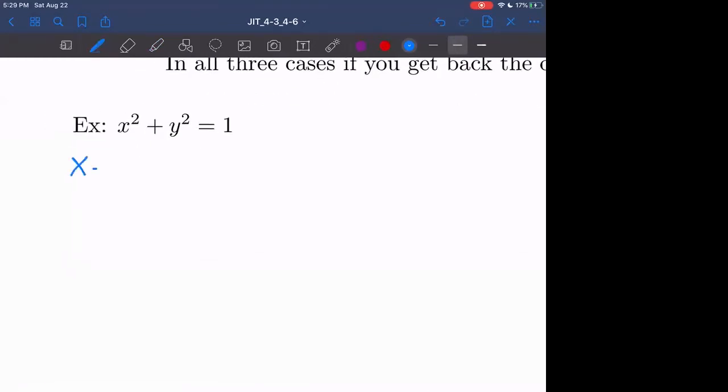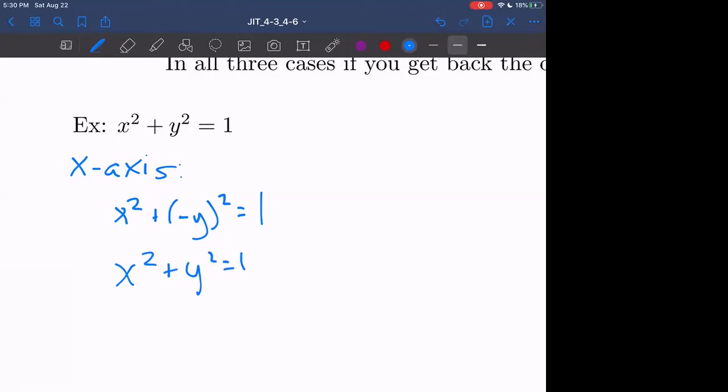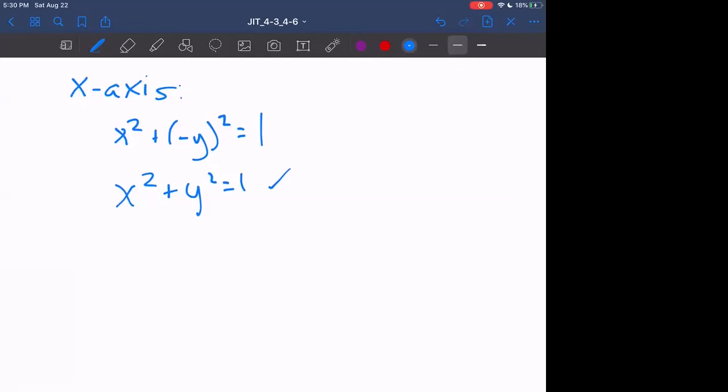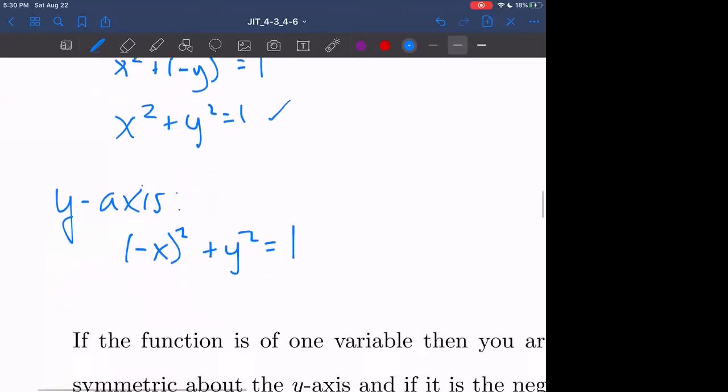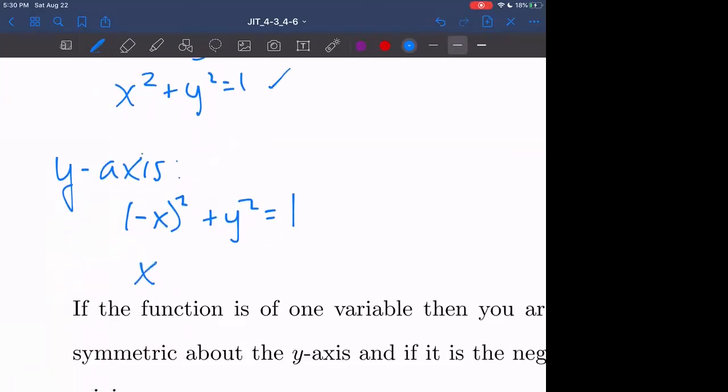So let's test for x-axis symmetry first. That means I'm going to leave x alone, and I'm going to plug in negative y. And negative y squared is going to be just y squared. That gives me back the original, so yes, it's symmetric about the x-axis. Y-axis symmetry. Okay, we'll put negative x in for x and leave the y alone. And negative x squared will give us back x squared, which will give us back our original function.